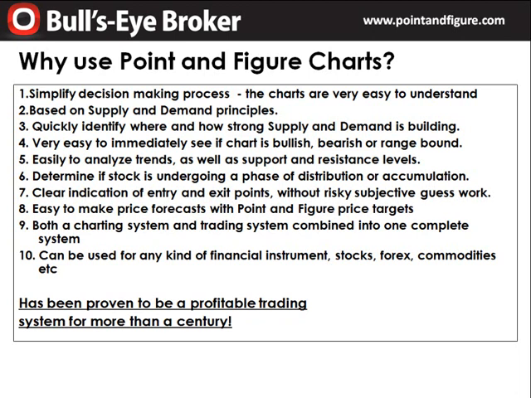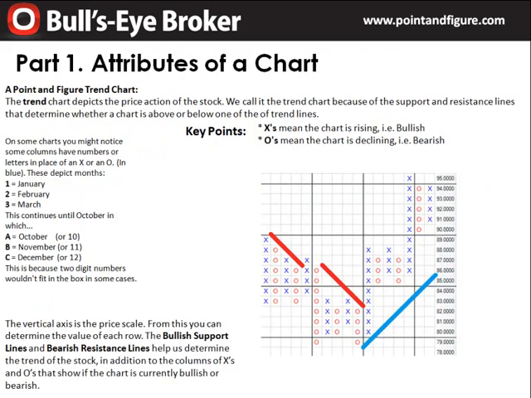And lastly, point and figure charting has been proven to be a profitable trading system for more than a century. Now let's take a closer look at a point and figure chart. What we have here is an example of a point and figure trend chart. The reason why it's called a trend chart is because it shows support and resistance lines that determine whether a chart is above or below a trend line.